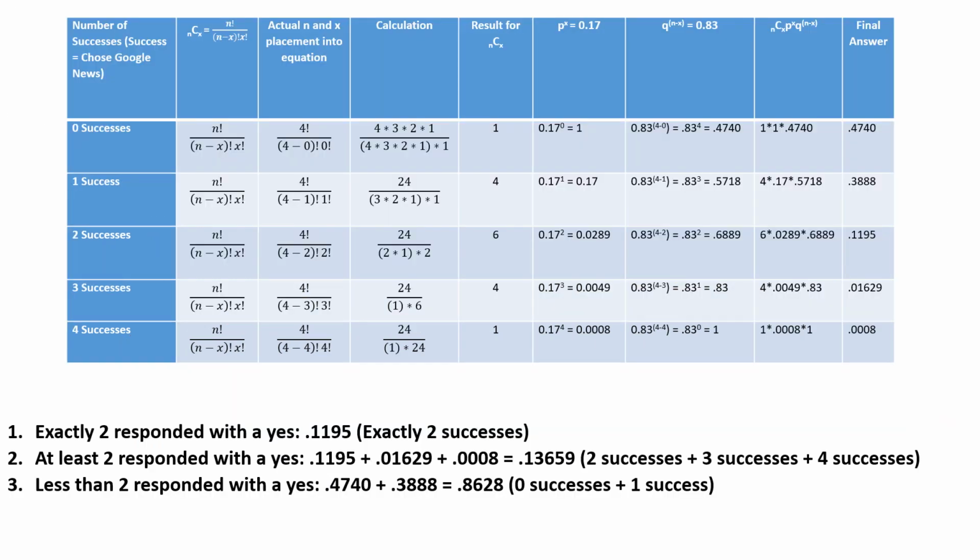Finally, what I want to keep in mind is the same data from before. We can ask the questions, out of these four, how likely is it to have exactly 2 successes? Right here, 0.1195. I have at least 2. Keep in mind that is 0.1195 plus 0.1629 plus 0.0008... I add all those up, that's at least 2. That includes 2 or 3 or 4. And less than 2 would equal 0 successes or 1 success. That's less than 2, 1 or 0 successes.